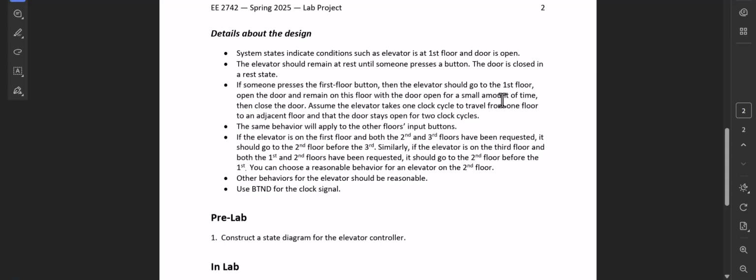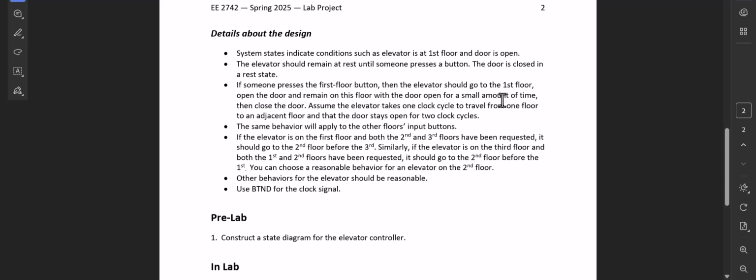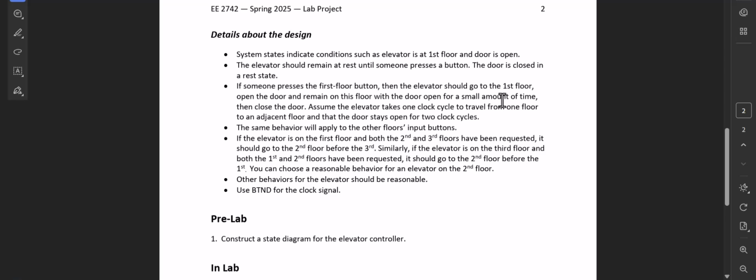Right. So if the elevator is on the first floor and both the second and third floors have been requested, it should go to the second floor before the third. Similarly, if it's on the third floor and both first and second have been selected, it should go to the second floor before the first. And you can choose a reasonable behavior if it's on the second floor. There's one thing that's different.